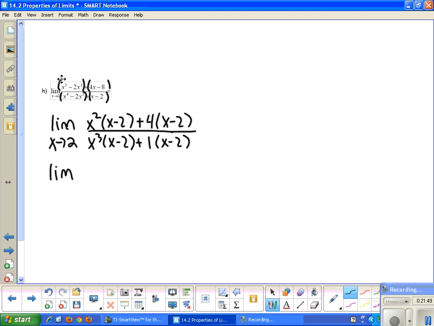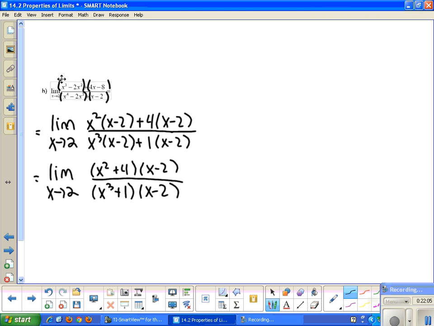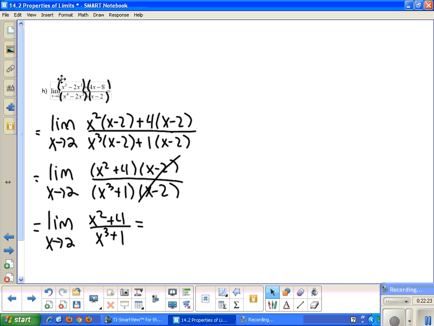And if I keep going, we get the limit as x approaches 2, and then this becomes x squared plus 4 times x minus 2 over x cubed plus 1 times x minus 2. We just did factor by grouping. Now for this, these two terms would cancel out. So the limit as x approaches 2, we can just do x squared plus 4 over x cubed plus 1. And now if you plug 2 into the denominator here, it doesn't make it 0, so that means I can just plug 2 into my equation to find the limit.